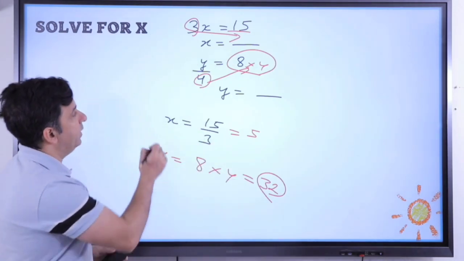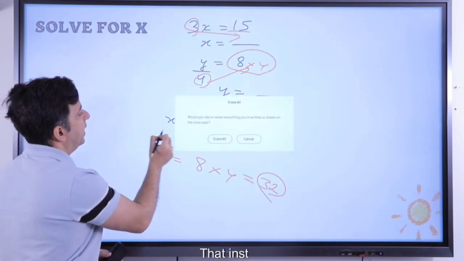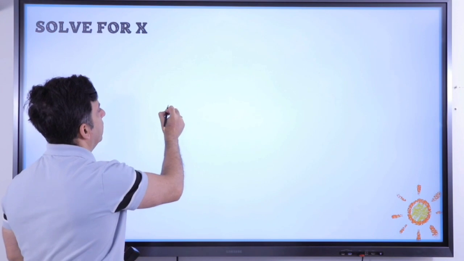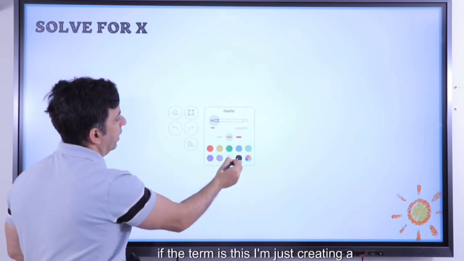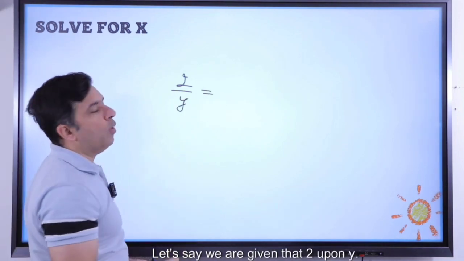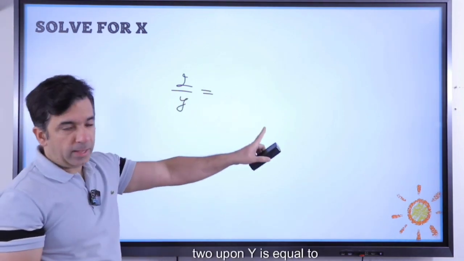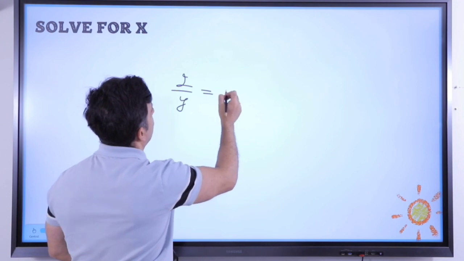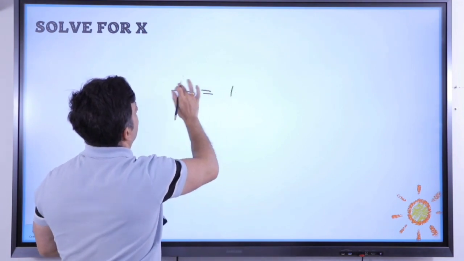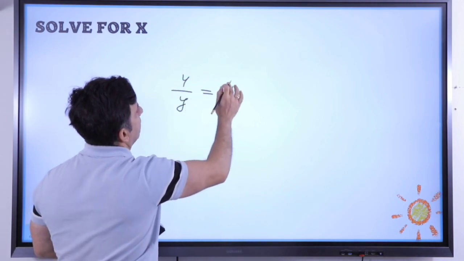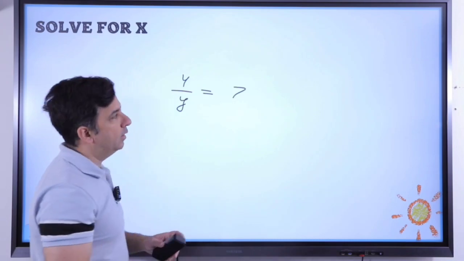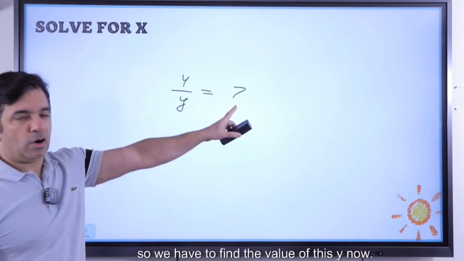So now let us say that instead of this, the term is this. I'm just creating a different question over here now. Let's say we are given that 4 upon y is equal to 7. So we have to find the value of this y now.